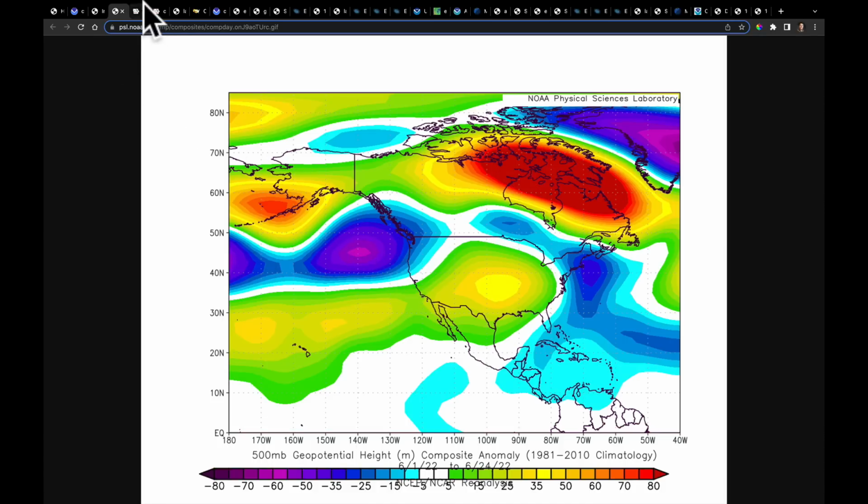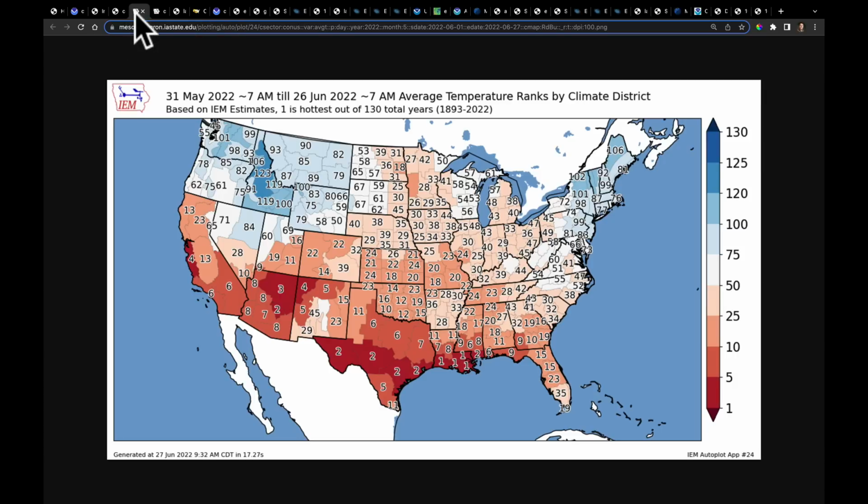Because the pattern I just showed you here gave us this. This is month-to-date average temperature ranks by climate district. You can tell where the ridging has been. It's been in the midsection of the country. That's where we've seen the heat, much above average temperatures here, especially down into Texas, Louisiana. I mean, Louisiana just took a beating with temperatures the other day. Whereas the Pacific Northwest, up until about right now, has not seen more than a day or two in a row with temperatures above normal. In fact, many of these locations are sitting in the bottom third in terms of temperatures, meaning they've been quite cold. That's what the temperatures have looked like.